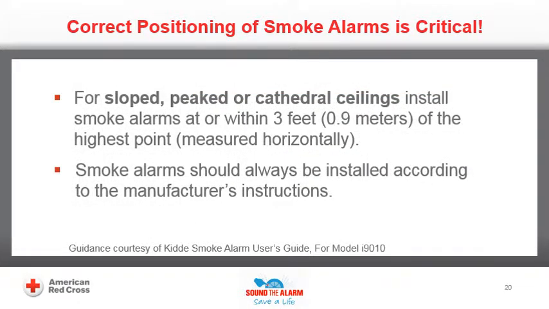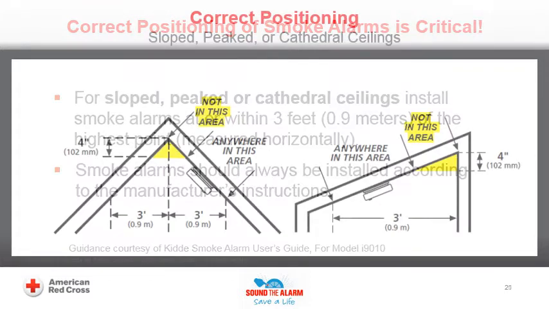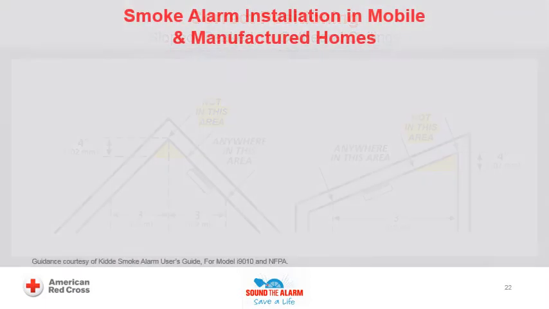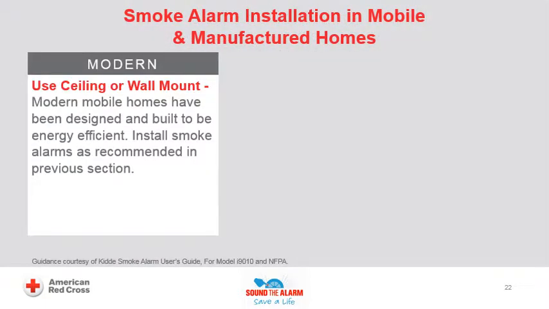For sloped, peaked, or cathedral ceilings, install smoke alarms at or within 3 feet, 0.9 meters of the highest point, measured horizontally. Guidance courtesy of Kitty Smoke Alarm User's Guide for model I9010. Install smoke alarms on sloped, peaked, or cathedral ceilings at or within 3 feet, 0.9 meters of the highest point, measured horizontally. Smoke alarm installation in mobile and manufactured homes.